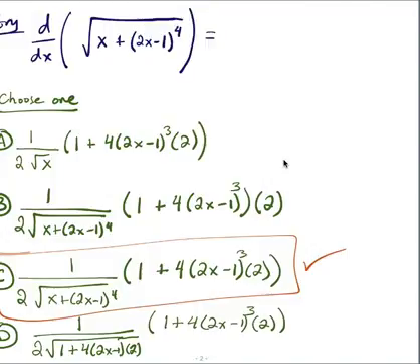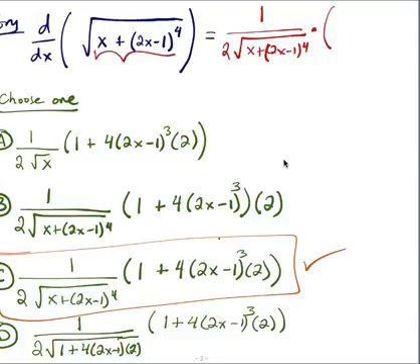So if you look at it, what's the outside? It's the square root, right? So what's the derivative of the square root? It's 1 over 2 square root of, leave everything alone, right? And then times the derivative of the inside right here. Now, what's the derivative of the inside? Well, it's the derivative of x, which is 1, plus the derivative of 2x minus 1 to the fourth, right?